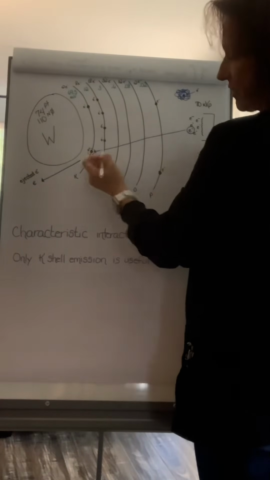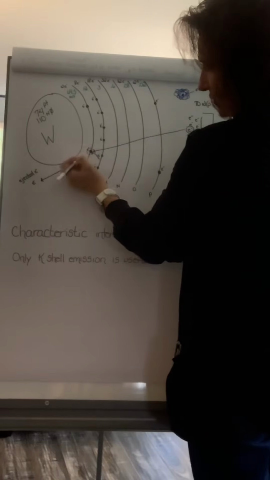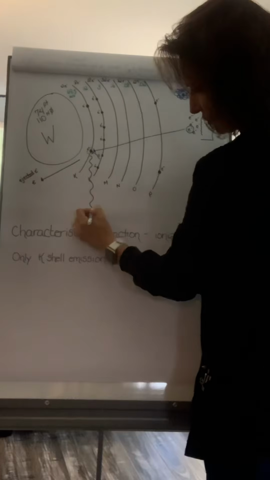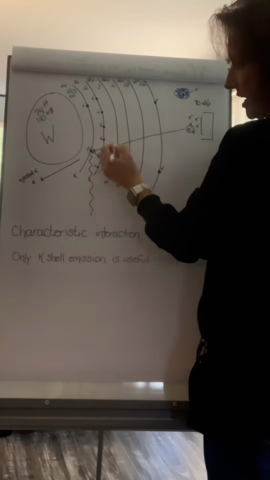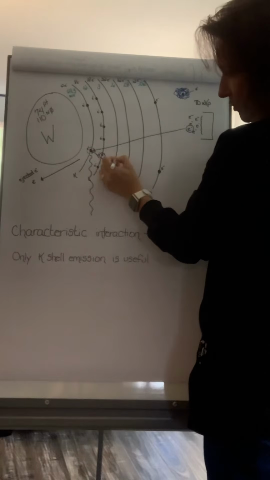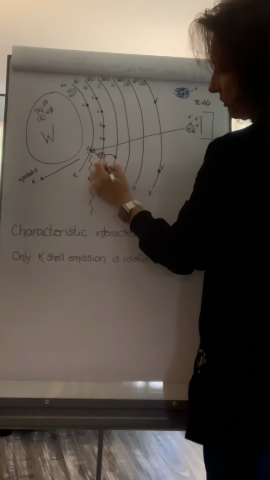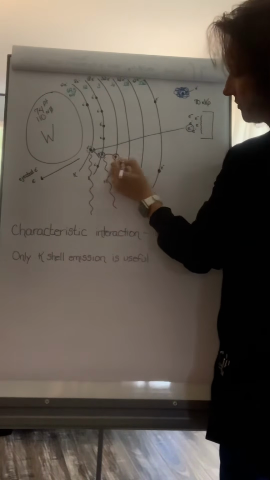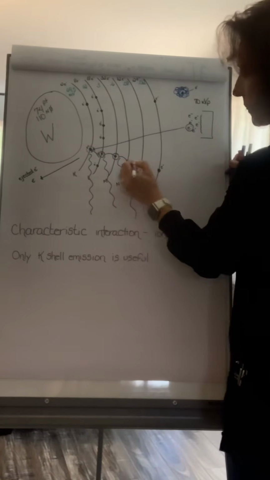Let's just say that this one fills it. So this one jumps up, fills that void. When it does, it releases a photon of energy. Then what? You get a void here, correct? So let's just say one of these fills that void. Every time, it releases a photon of energy. Leaves a void, next one fills it, releases a photon of energy.